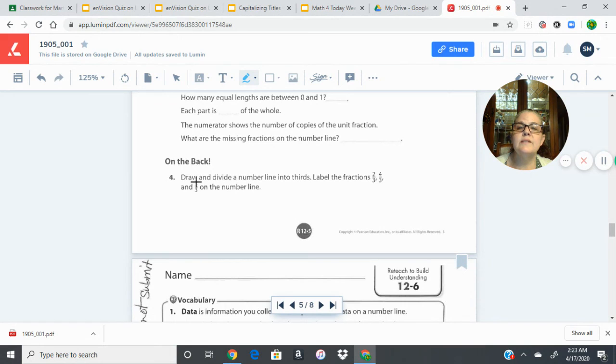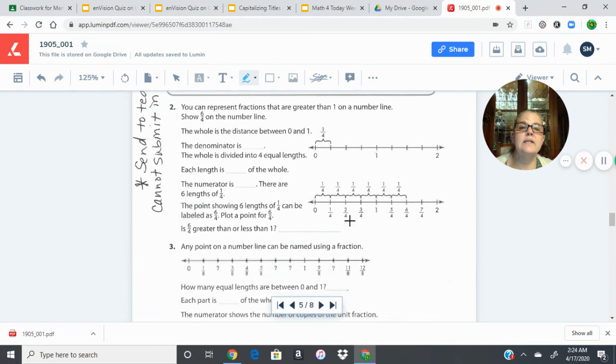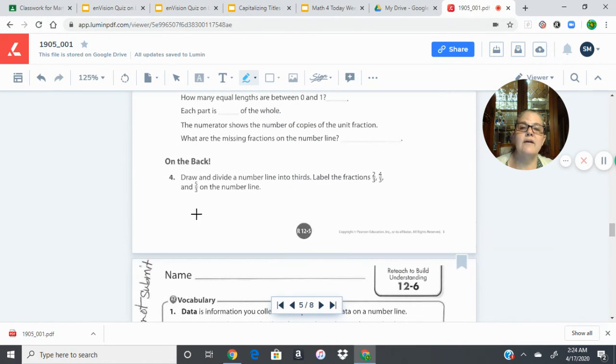And then on the bottom it says, draw and divide a number line into thirds. Label the fractions 2/3, 4/3, and 5/3 on the number line. So remember, it's just like we did here. We went past a whole number. So our number line is going to go past a whole number, past the number 1. So on your Google Classroom, you'll be able to put in those numbers. I already drew a number line for you, but you can put the numbers at the bottom.